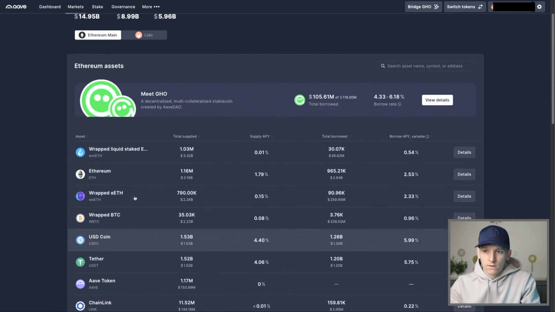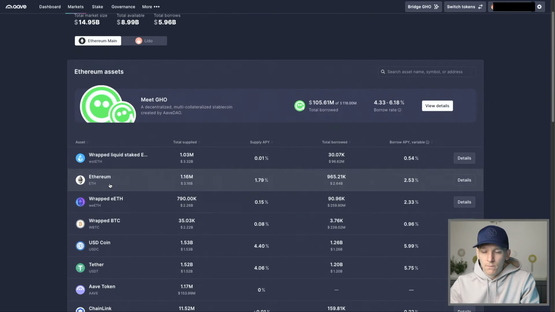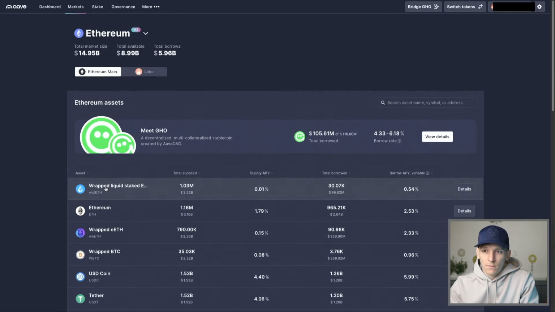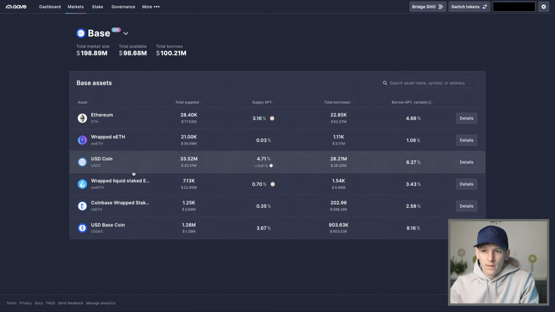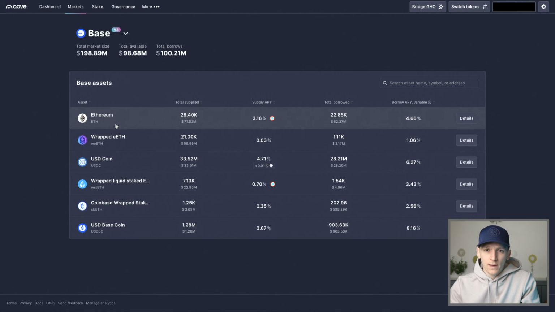For different tokens, we're just going to focus on ETH for this example. They all, of course, carry ETH for the most part. So we're going to go to, let's say, Base. You can see the market is a lot smaller and there are far fewer assets supported here. It depends on which assets you actually want to lend and borrow.